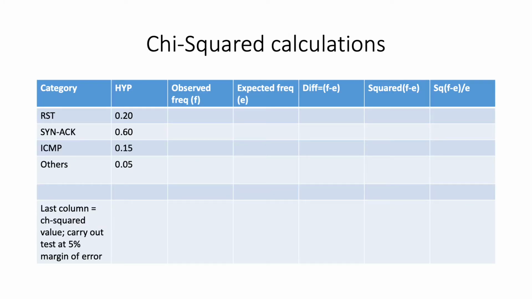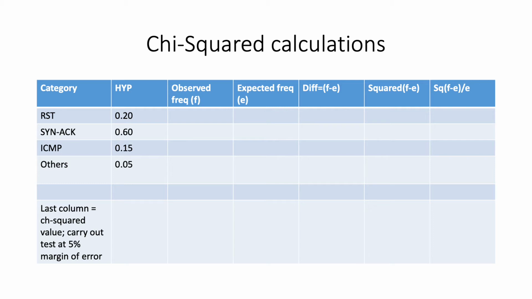First, you hypothesize that the TCP segments with the reset flag set are 20%, SYN and ACK is 60%, the ICMP packets are 15%, and the other is 5%, right? So you set up a hypothesis and say, I'm going to observe TCP segments 20%. If there is a deviation away from it, that means there is something abnormal going on.